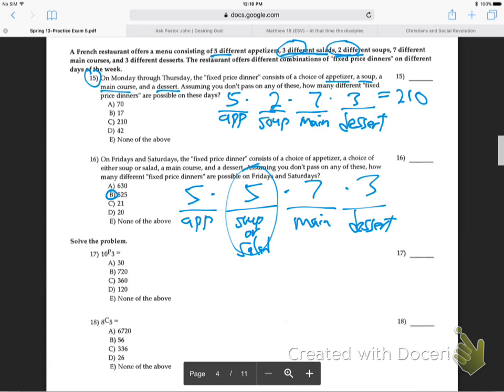17, 18 are hit the buttons on the calculator, right? Is that okay? Make sure you know how to do that in your calculator or by hand. By hand, well, I never even showed you by hand.